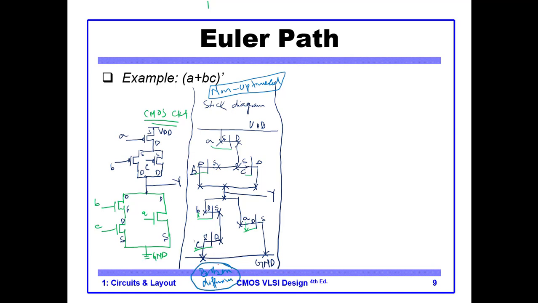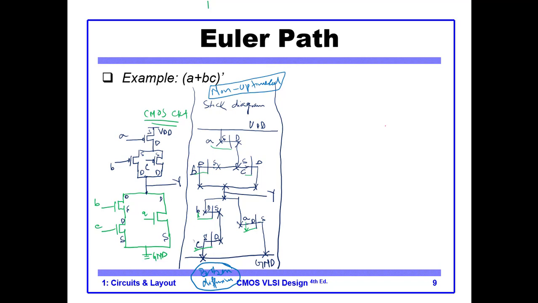Okay, unlike the layout which we have seen in the previous slide in this lecture, the diffusion regions were not broken, but this one is broken. Okay, because this is a non-optimized stick diagram. So how can we create an optimized stick diagram? It can be created with the help of Euler's method.